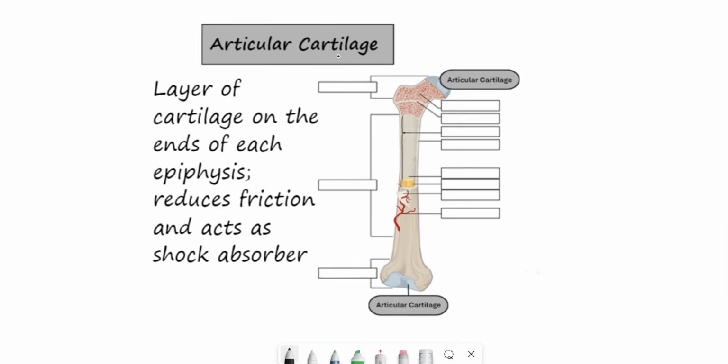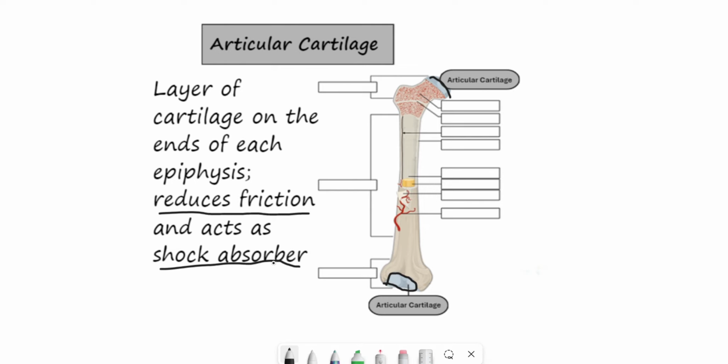Then you have your articular cartilage. This is a layer of cartilage on each end of the epiphysis. They serve to reduce friction and act as a shock absorber. So you see here your proximal epiphysis. This is on the ball of the bone, which is going to go into your hip socket to form the joint. But you see your articular cartilage here, and then on your distal epiphysis you have your articular cartilage here.